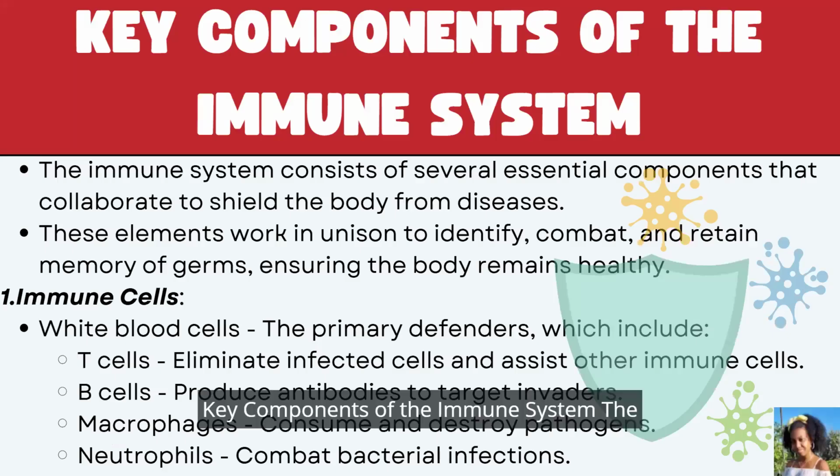Key components of the immune system. The immune system consists of several essential components that collaborate to shield the body from diseases. These elements work in unison to identify, combat, and retain memory of germs, ensuring the body remains healthy. 1. Immune cells, or white blood cells.